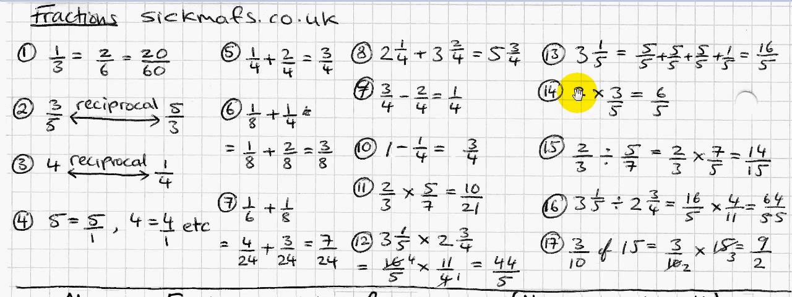2 is in fact 2 over 1. So 2 over 1 times 3 over 5: 2 times 3 is 6, 1 times 5 is 5. Done. What about division? Division is very simple because it just turns into multiplication.